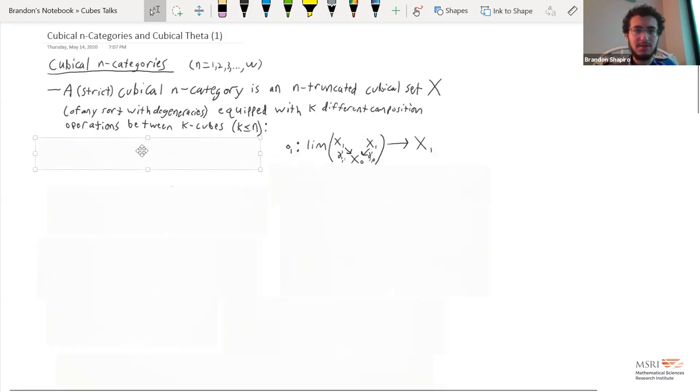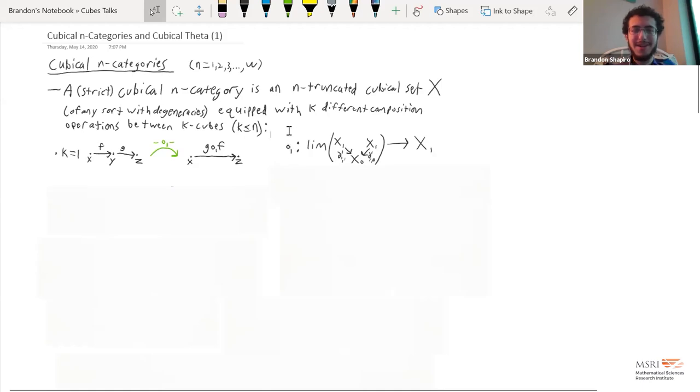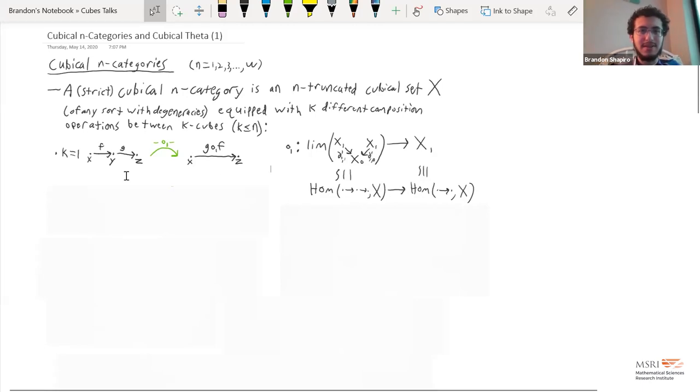Whoops, see, technical difficulty number one. All right, so in dimension one, it just looks like composition of arrows in a category. So if N is greater than or equal to one, we're gonna have a composition operation on the one cubes, which looks just like composition in a category. Formally, this is gonna look like a map, which I'll call circ one, which goes from the limit of these components of X into X. Another way of phrasing that is that any diagram of two composable arrows in X gets mapped to a single arrow in X, just like this. And this is meant to be analogous with how things work in categories.